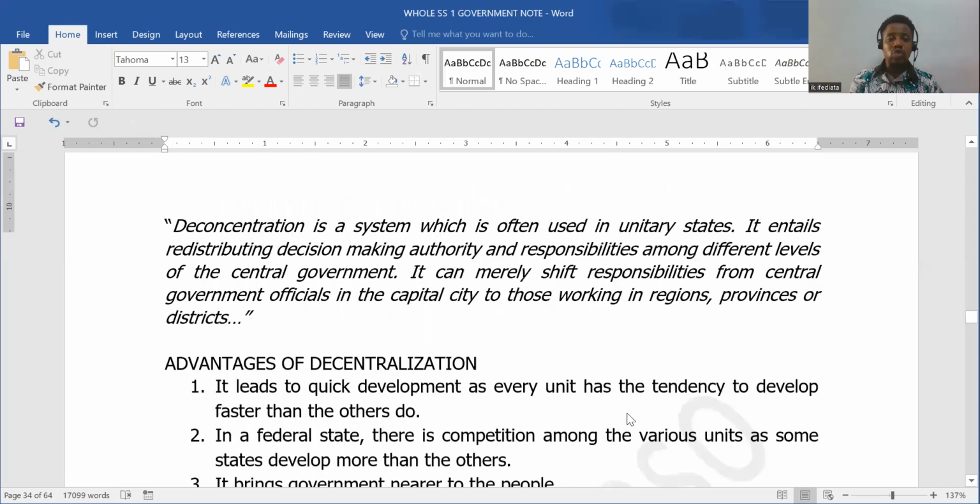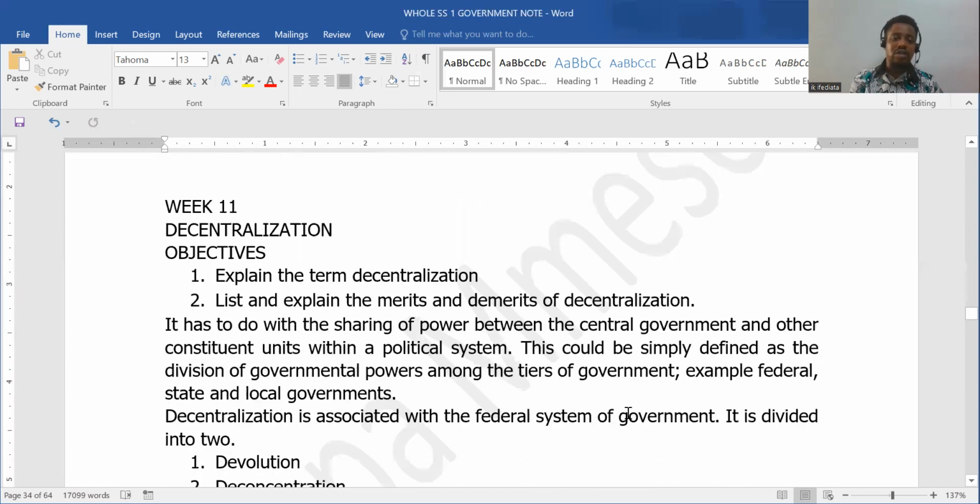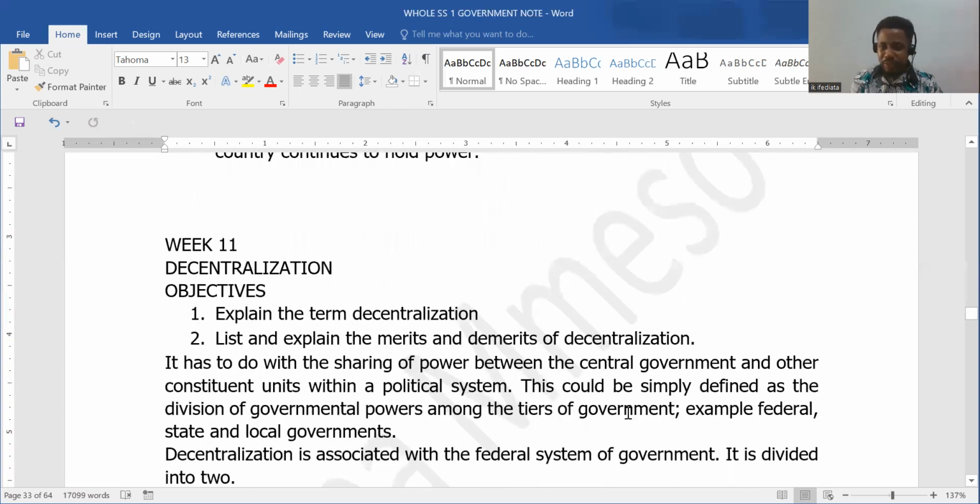So these are some of the points I want us to note here. So we just looked at the meaning of decentralization, the types of it, and then the merits of decentralization.